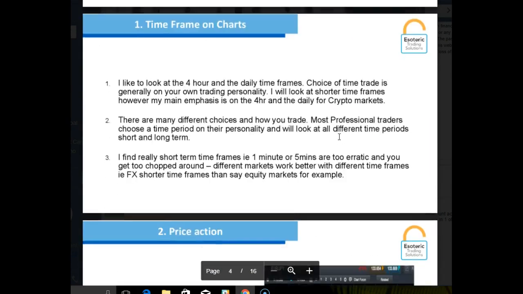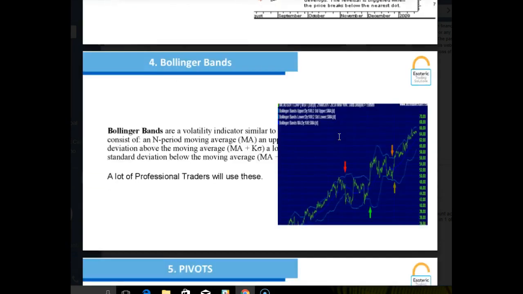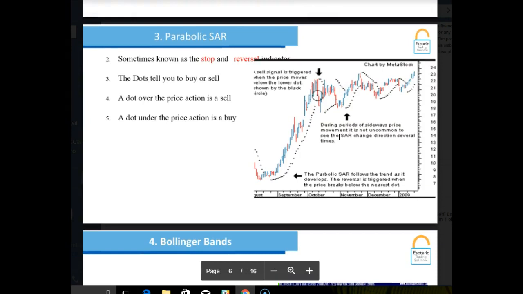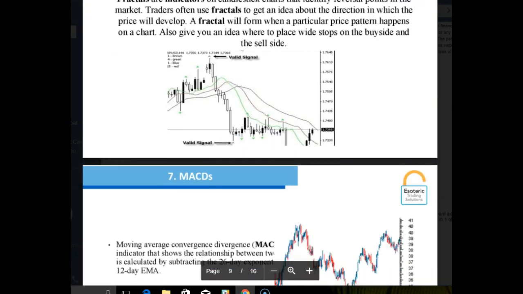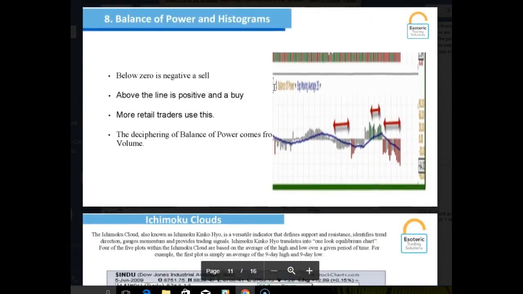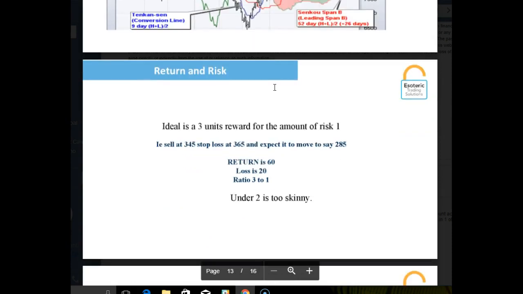I tend to use the 4-hour and the 1-day time frame, but I will often go to lower time frames as well. I do like that, and also the parabolic SAR. So there's probably 3 indicators I like particularly: the pivots, the Ichimoku, which I have trouble saying, and the parabolic SAR. Another thing I also look at is return and risk.